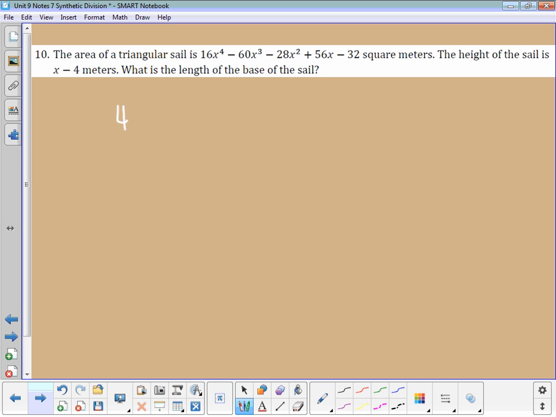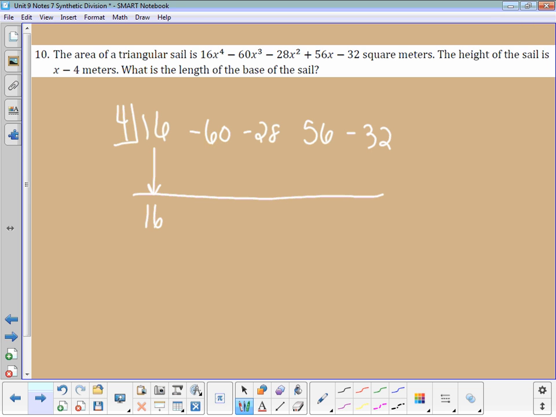So we're dividing, our divisor is going to be 4. So I take that x minus 4, set it equal to 0. That's what's going to go in my corner because that's what I'm dividing by. Then I have my coefficients I'm going to write out. And now I'm going to go through and do my synthetic division. I'm going to bring that 16 down. 16 times 4 is going to give me 64.